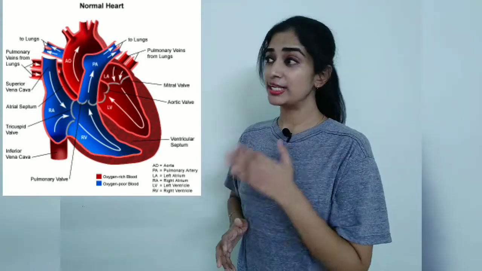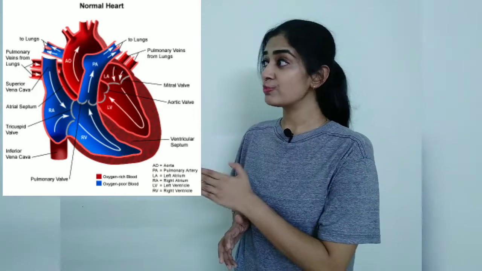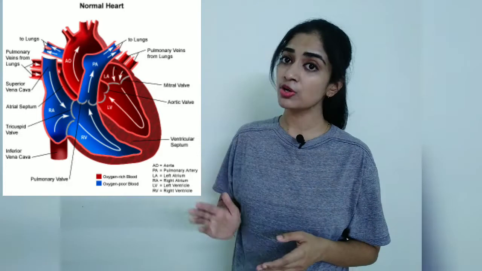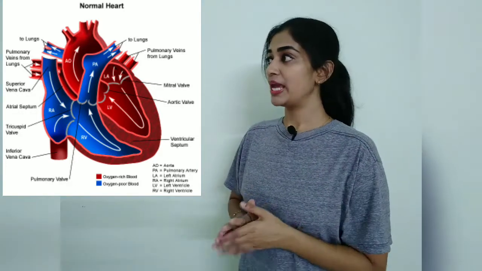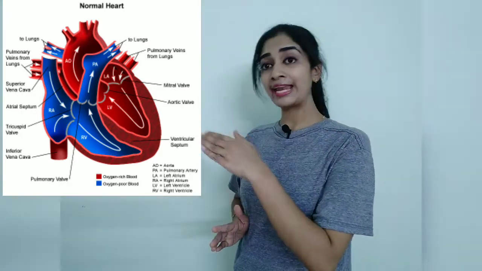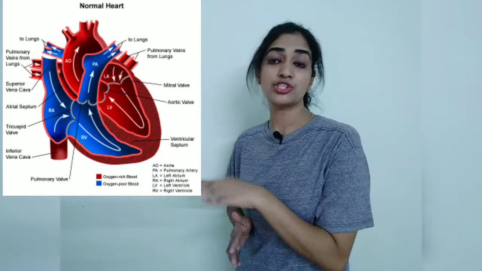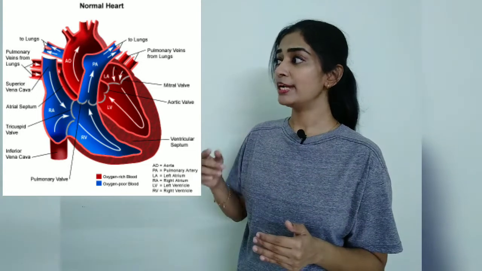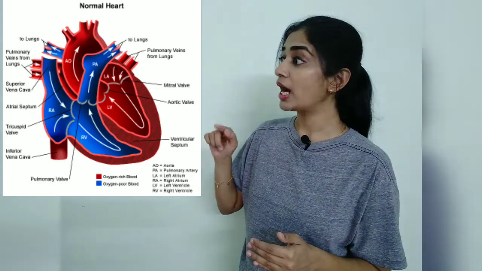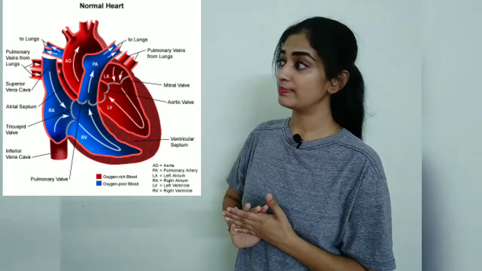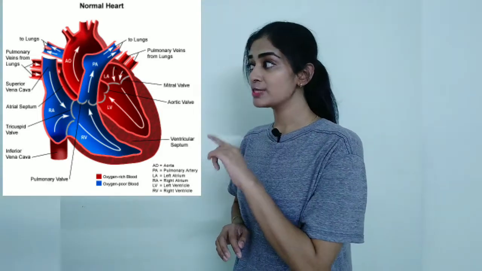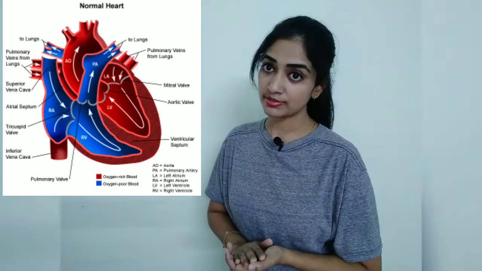The sinoatrial node will produce an action potential for both the atria to undergo simultaneous contraction, and this is called atrial systole. The atrioventricular node and the AV bundle will conduct an action potential, and that is called ventricular contraction. This causes the blood from the ventricles to pass through the aorta and the pulmonary artery. At this point, the semilunar valves will remain open and the tricuspid and bicuspid valves will remain closed.